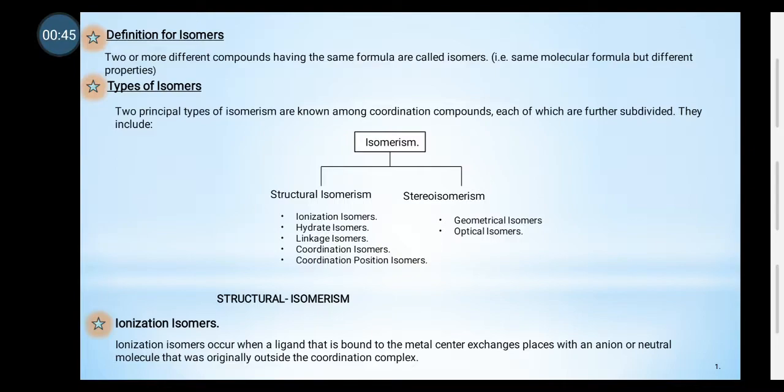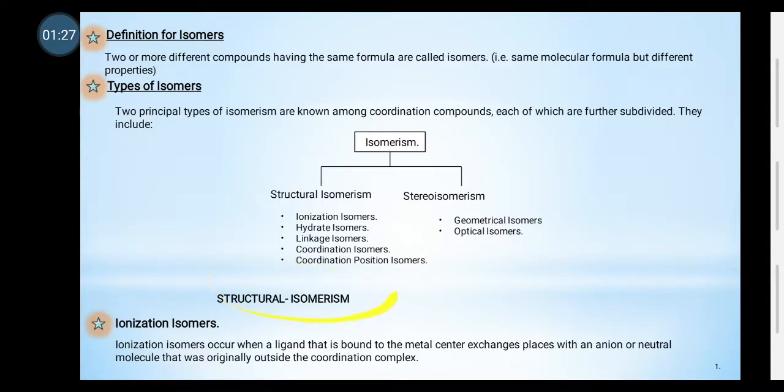We have various types of isomers, but we have two principal types among coordination compounds, each of which is further divided, which is what I now use a table, a pictorial illustration, to explain. These are the two principal types: we have the structural and we have the stereoisomerism. Talking about the structural, you have the ionization isomer, the hydrate isomer, the linkage isomer, the coordination isomer, and the coordination position isomer. So this is the subdivision of structural isomer, while for the stereoisomer, we have the geometrical isomer and the optical isomer. So now I'm starting with structural isomer.